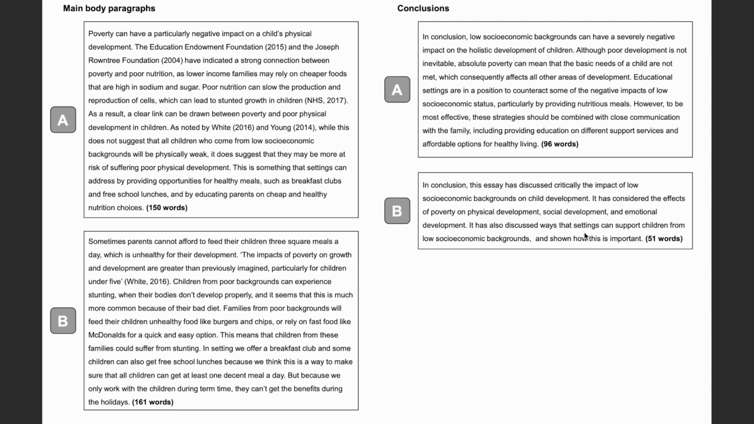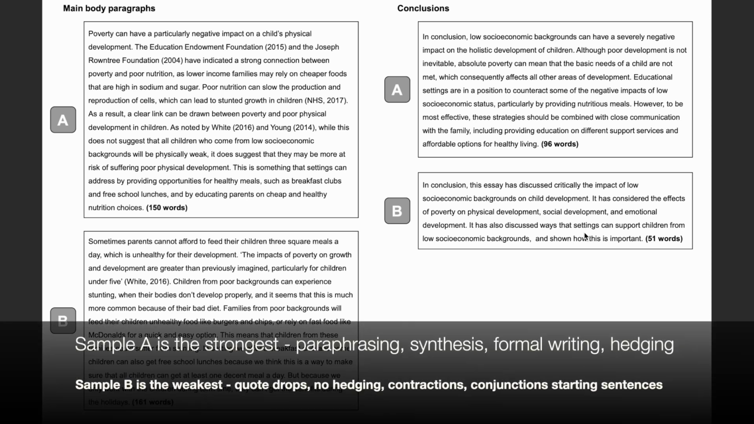In Sample B, again, we've got that definitive language: families from poor backgrounds will feed. We need to be using that hedging language. In Sample A, we can see this with, while this does not suggest, it does suggest that. So we're hedging our bets a little bit more. We can also see in Sample B that the writer has started the sentence with but. And actually, this is quite a clunky sentence, but because. So we want to avoid starting sentences with but, because, or and. So yes, we are going for Sample A.